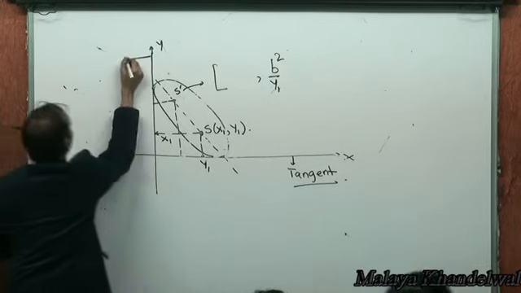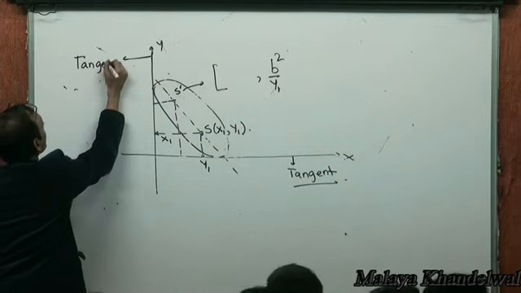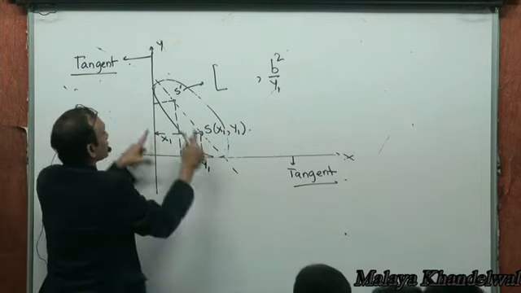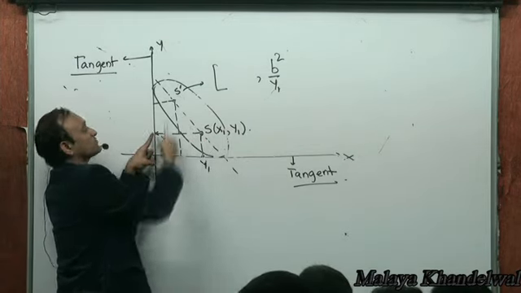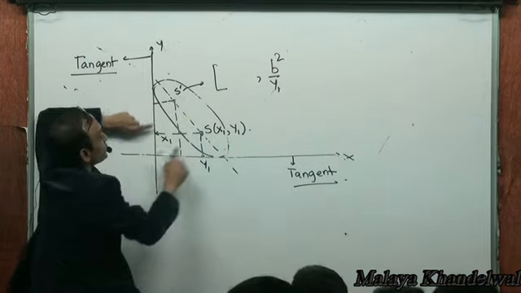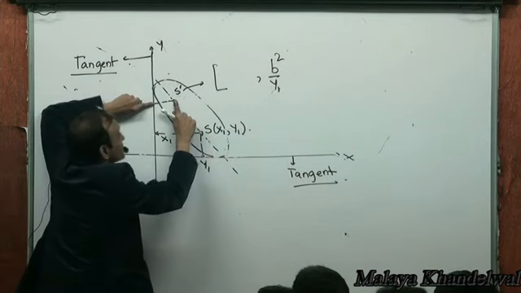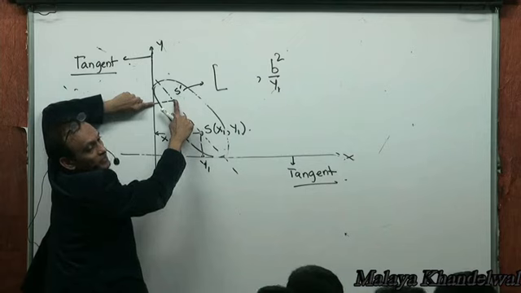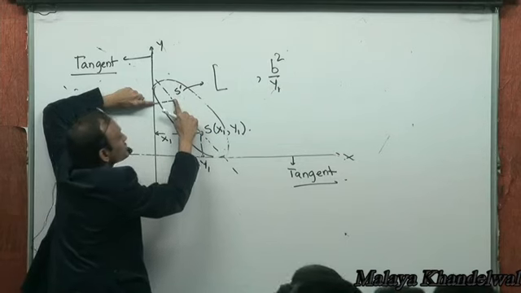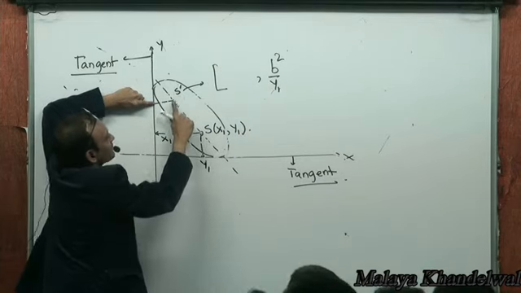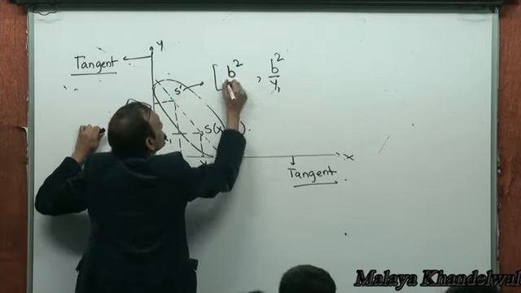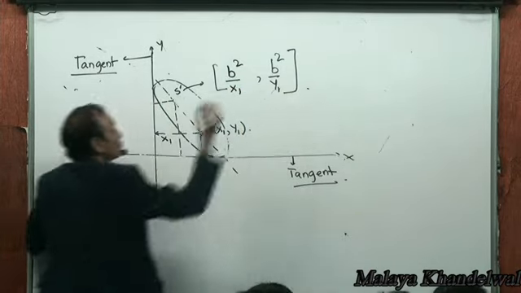Now, the y-axis is also a tangent to the ellipse. Right? This is the perpendicular distance of this focus from this tangent. This is the perpendicular distance of the other focus from the same tangent. Then do you realize this distance into this distance must be b squared? Same property. Therefore, this distance would be b squared by x1. So, the x coordinate of this would be b squared by x1. Yes or no?